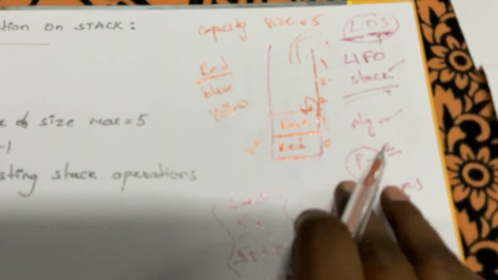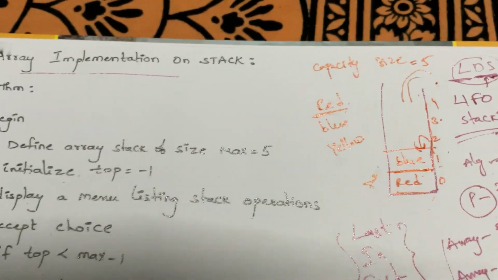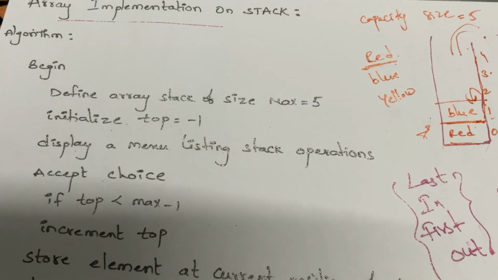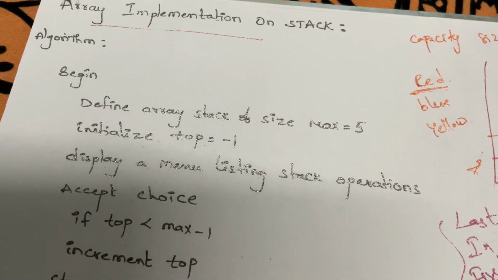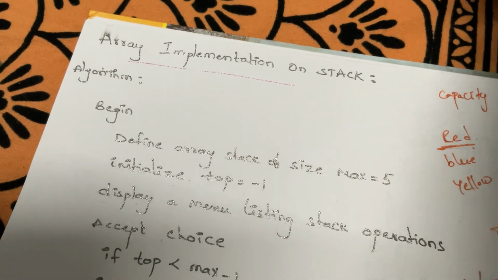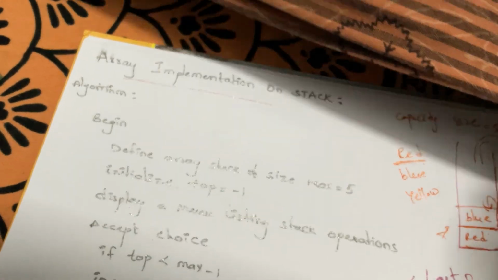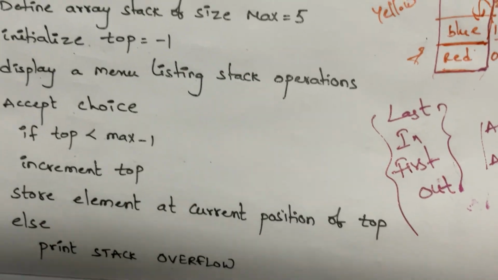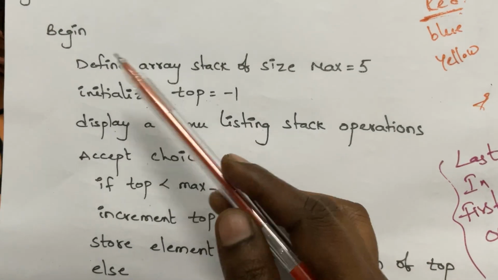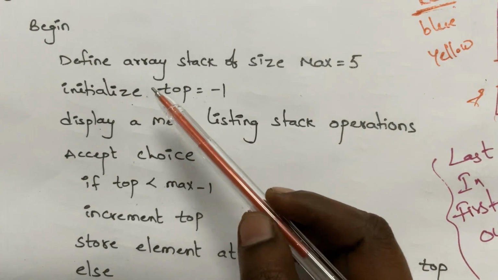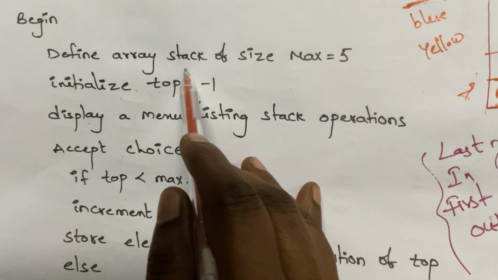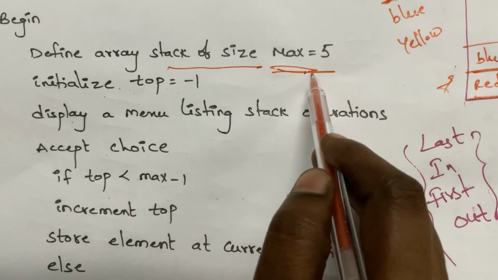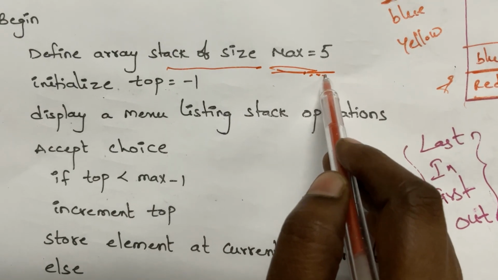Now how to implement this stack, we'll understand with the algorithm. So this is the algorithm. Generally we write an algorithm without concentrating on begin and end, but concentrating on the logic we write. So we begin the algorithm. Next, as I told you, you have to look at the stack size. I have taken the stack size max equal to 5. It's your wish to take this maximum value.